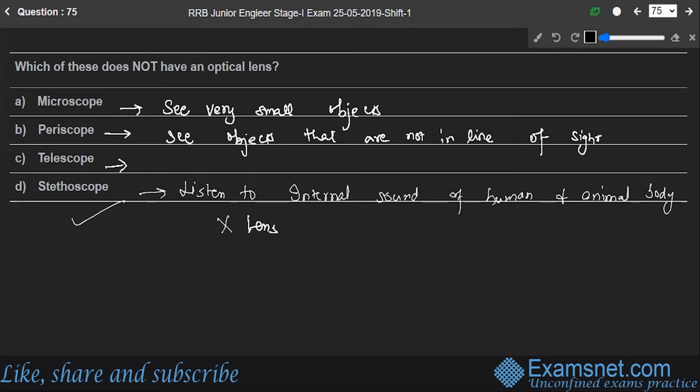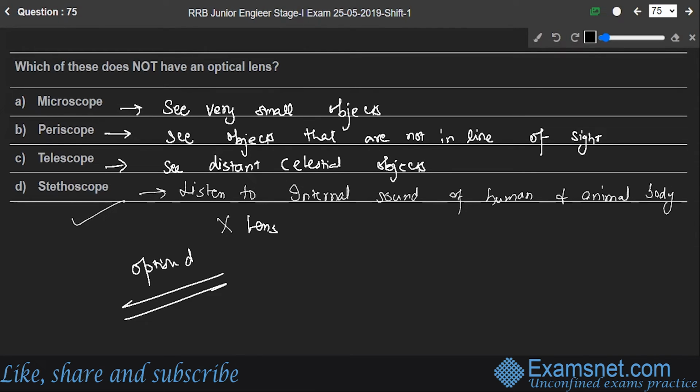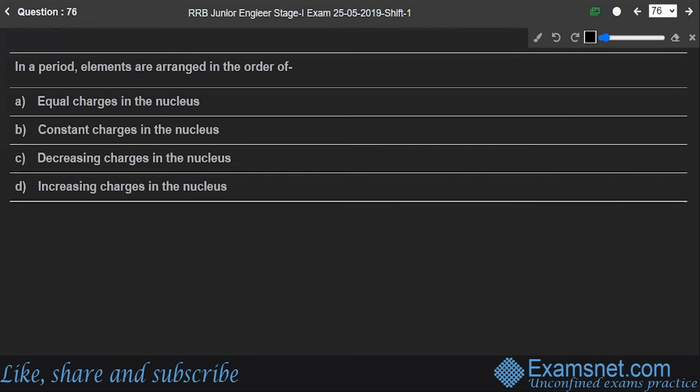And then, of course, you have the telescope. The telescope is used to see very distant objects, for example, the moon, etc. To see distant celestial objects. Okay, hope you understood that. Let's move to the next question. D option, right answer.